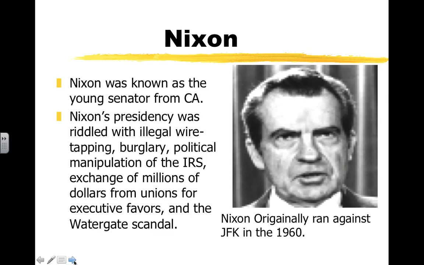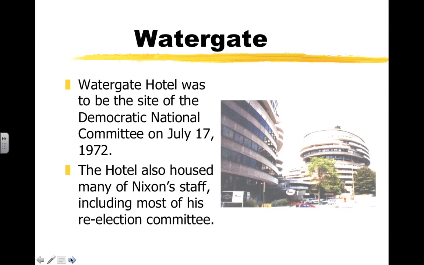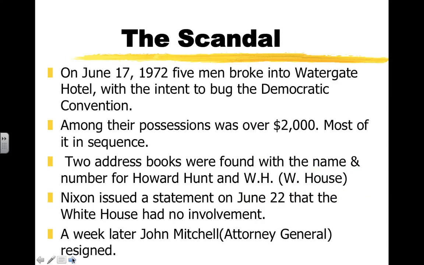Nixon, so in '72, he's accused of hiring affiliates that wiretapped, burglarized, and manipulated presidential proceedings, or the Democratic National Committee in the Watergate Hotel. The scandal happened in '72. 5 men broke in. They're accused of, among them was possession of 2,000 bills.